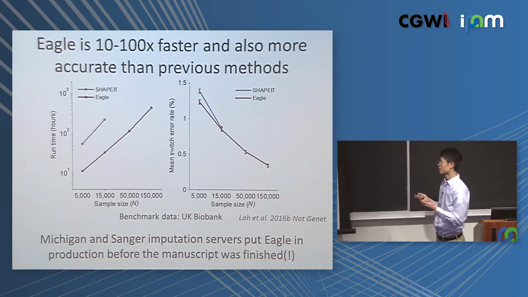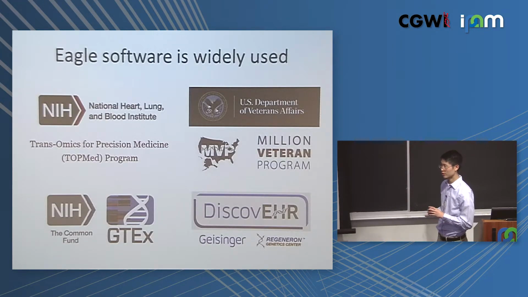So because of these advantages, the two imputation servers, Michigan and Sanger, actually put Eagle in production before we finished writing our manuscript, which was kind of cool. And there's been quite a bit of use of Eagle in the genetics community, TopMed and Million Veterans Program, GTEx, in the past couple of years.